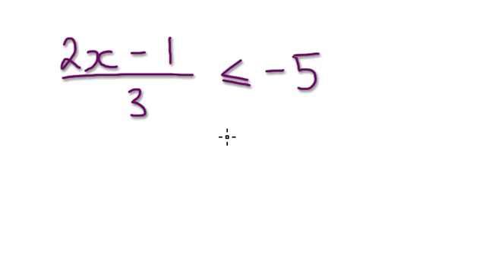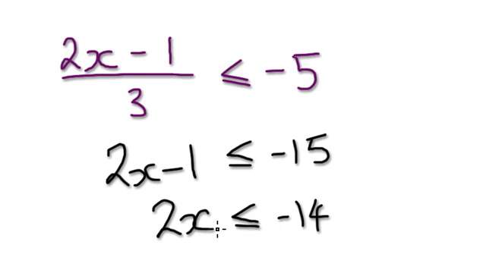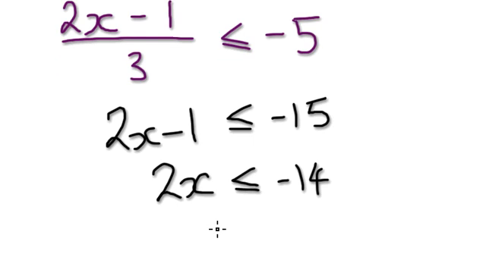Okay, so here, times both sides by 3. So you've got this here minus 15 here. Okay, and then you've got 2x minus 1, and then add 1 to both sides. So this will be minus 14. This will be 2x, and then divide both sides by 2. So this will be minus 7 here.